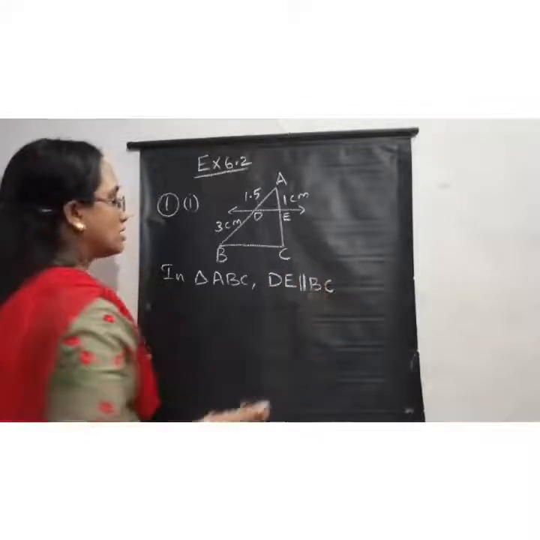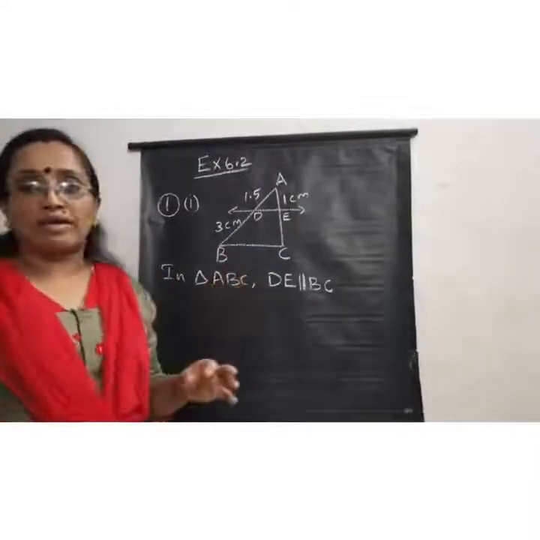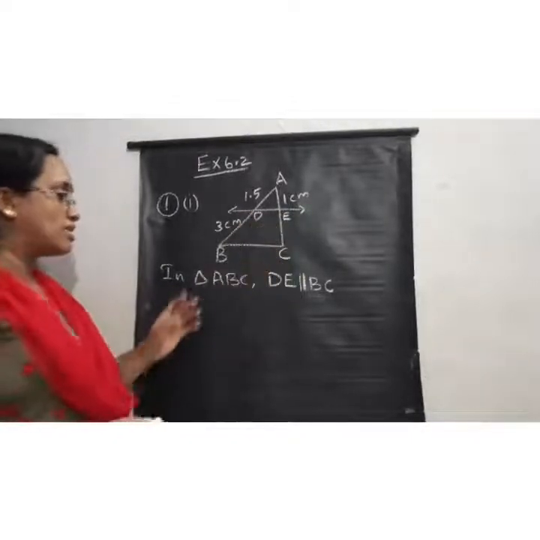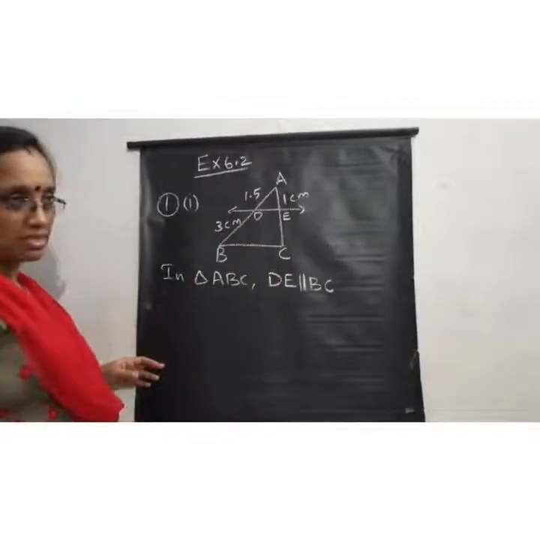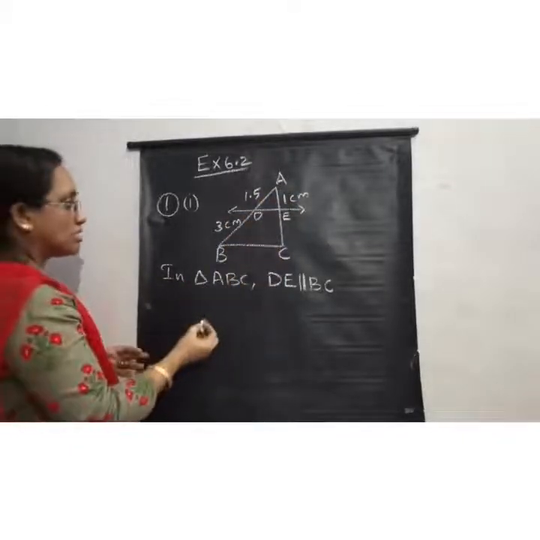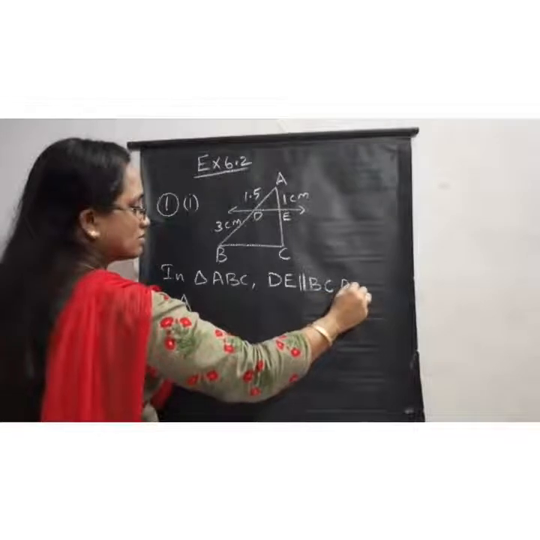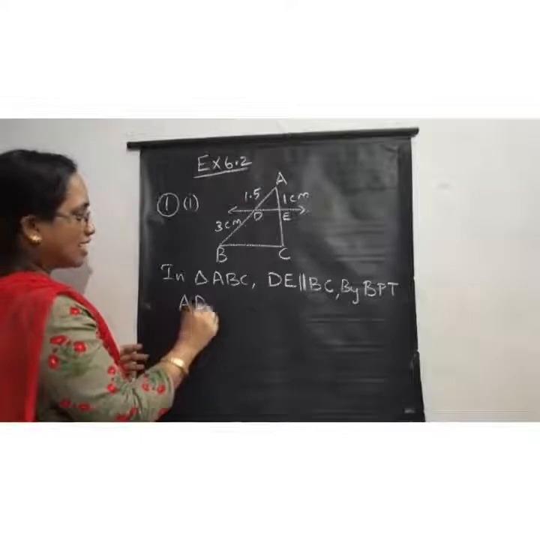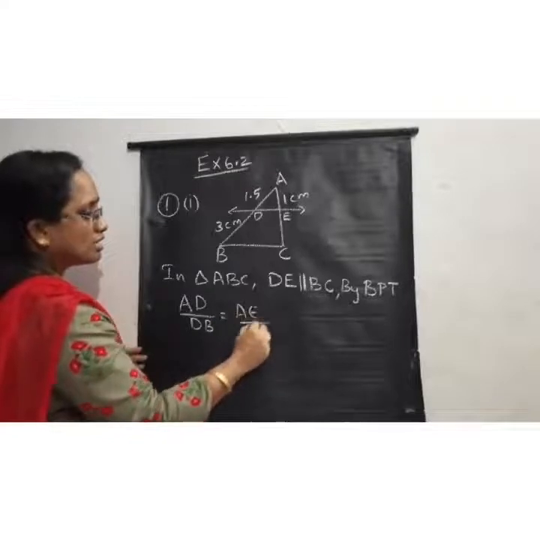So we can apply here BPT, the basic proportionality theorem. How can we apply this? What is the basic proportionality theorem? If a line DE is drawn parallel to one side of the triangle, that is BC, then that line divides the other two sides in the same ratio. That means which two ratios are equal? We can use the short form: by BPT we can write AD by DB equal to AE by EC.